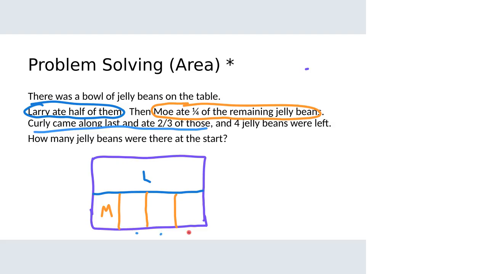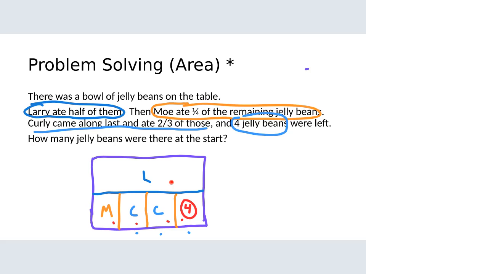So I have 3 pieces. If Curly ate 2/3 of those, then Curly ate 2 of the boxes, and 4 jelly beans were left. And so what that means is after all is said and done, I have 4 jelly beans in this box. A little bit of danger here. We don't want to say, well, there's 1, 2, 3, 4, 5 boxes and 4 jelly beans, so it's 20.